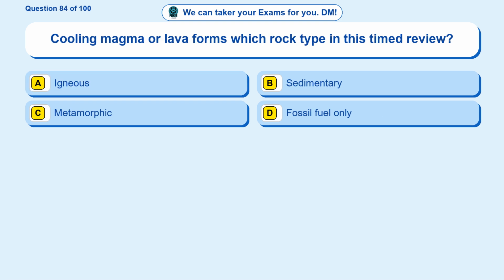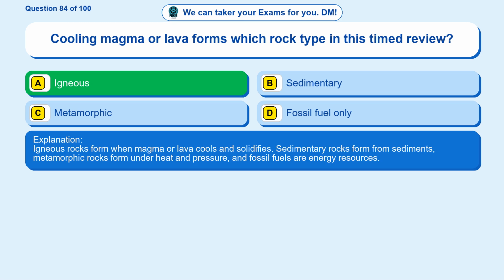Question 84. Cooling magma or lava forms which rock type in this timed review? Option A, igneous. Option B, sedimentary. Option C, metamorphic. Option D, fossil fuel only. The correct answer is option A, igneous. Igneous rocks form when magma or lava cools and solidifies. Sedimentary rocks form from sediments, metamorphic rocks form under heat and pressure, and fossil fuels are energy resources.